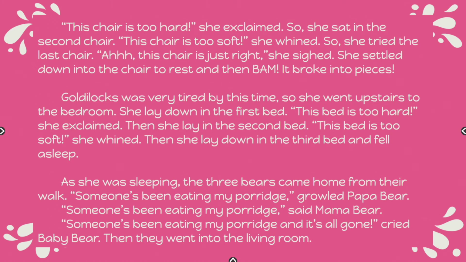She lay down in the first bed. "This bed is too hard," she exclaimed. Then she lay in the second bed. "This bed is too soft," she whined. Then she lay down in the third bed and fell asleep. As she was sleeping, the three bears came home from their walk. "Someone's been eating my porridge," growled Papa Bear. "Someone's been eating my porridge," said Mama Bear. "Someone's been eating my porridge and it's all gone," cried Baby Bear. And then they went into the living room.